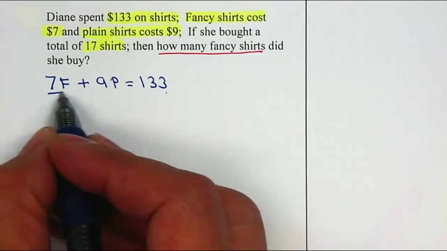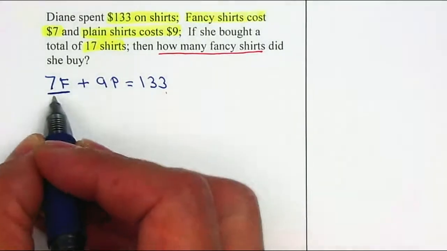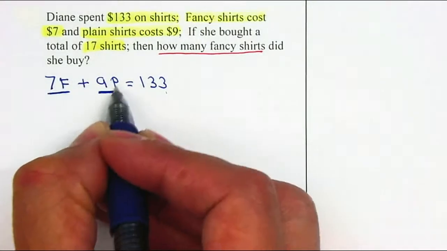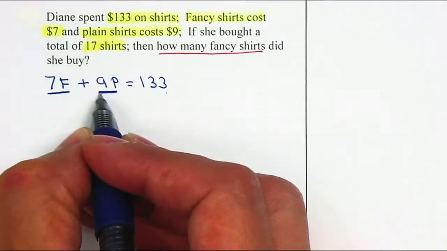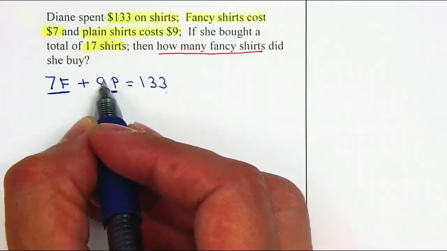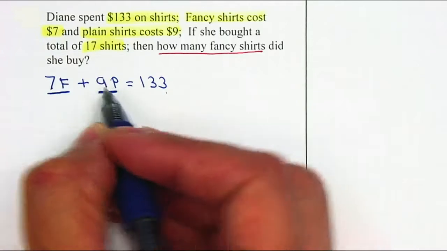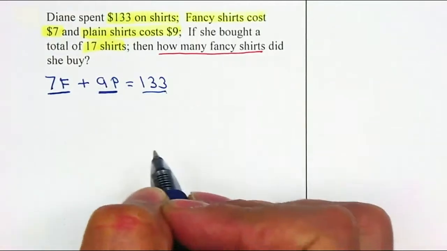This will tell me how much she spent on the fancy shirts. This will tell me how much she spent on the plain shirts. So if she bought 3, it'll be 3 times 9, it'll be $27. And this is the total amount.